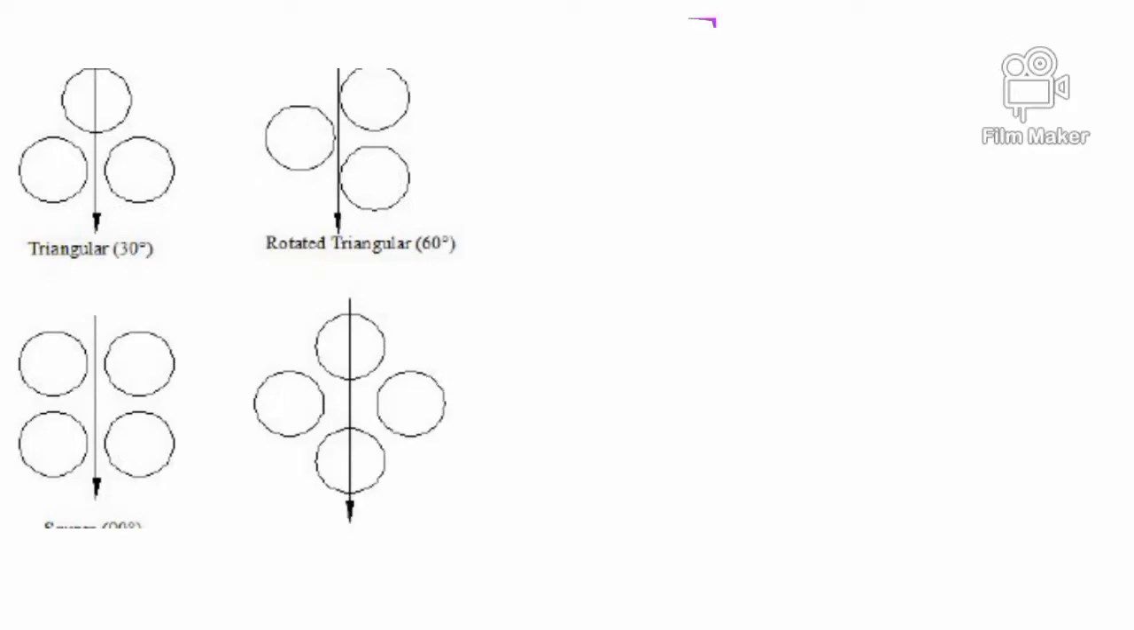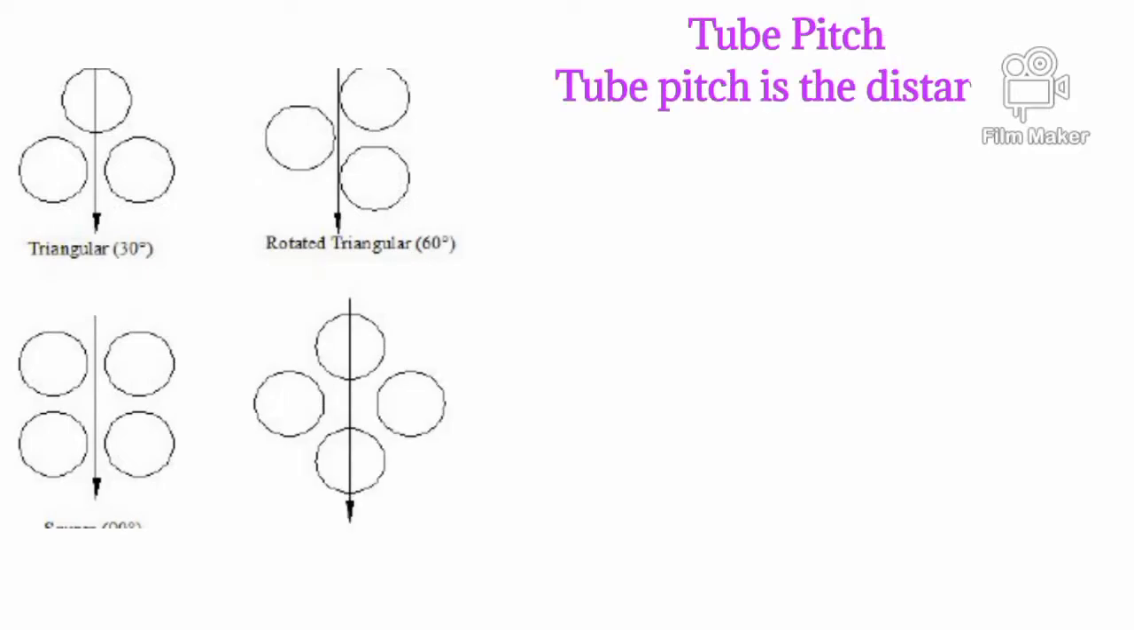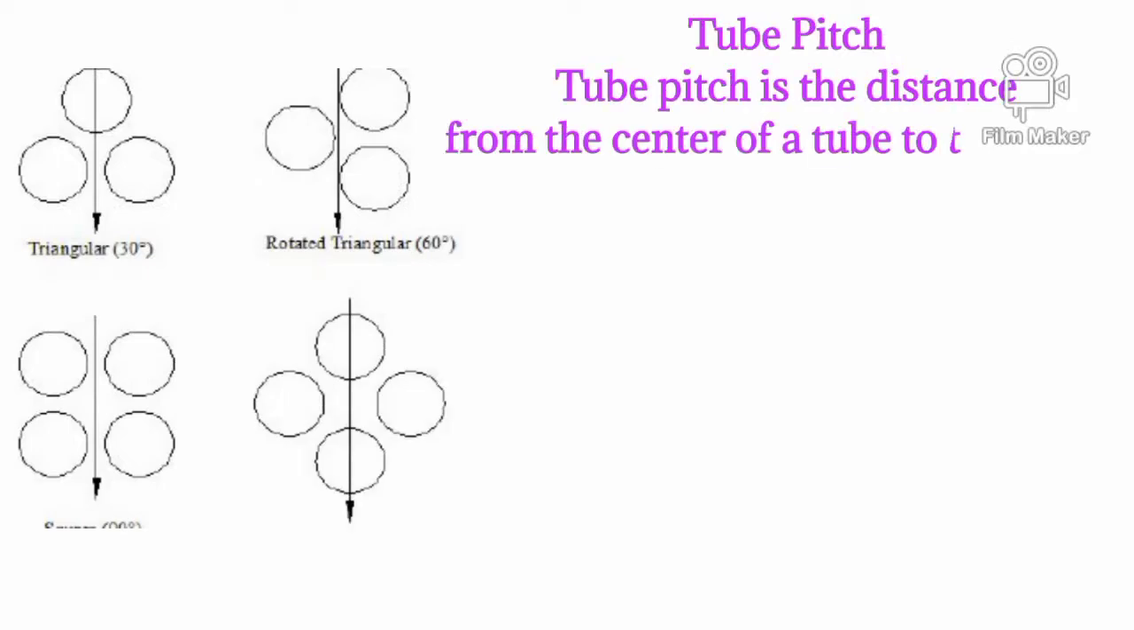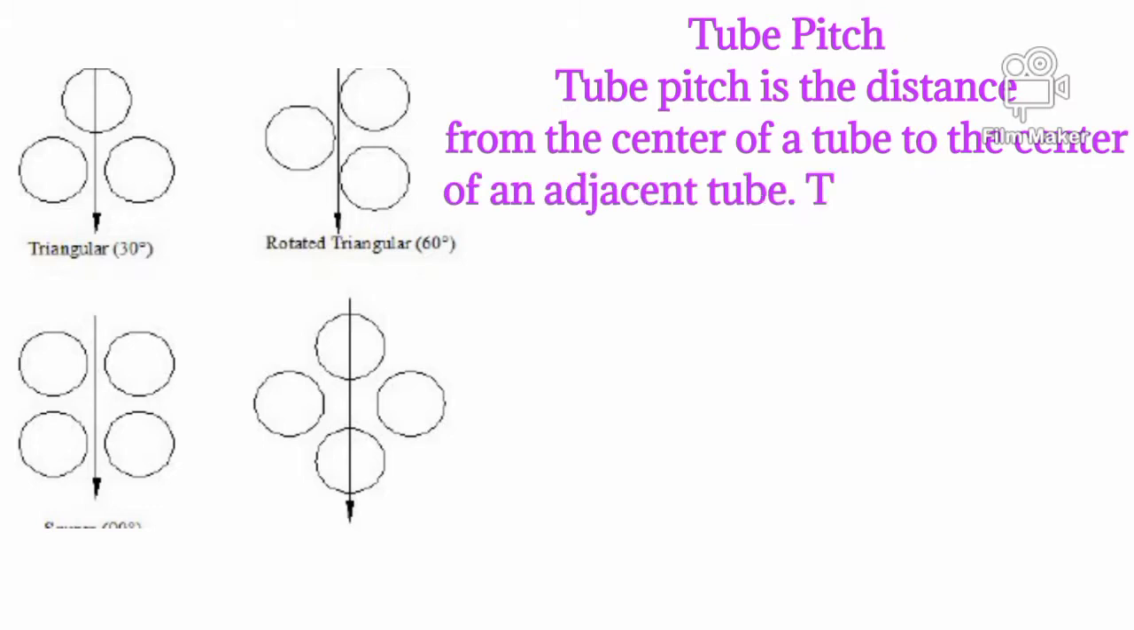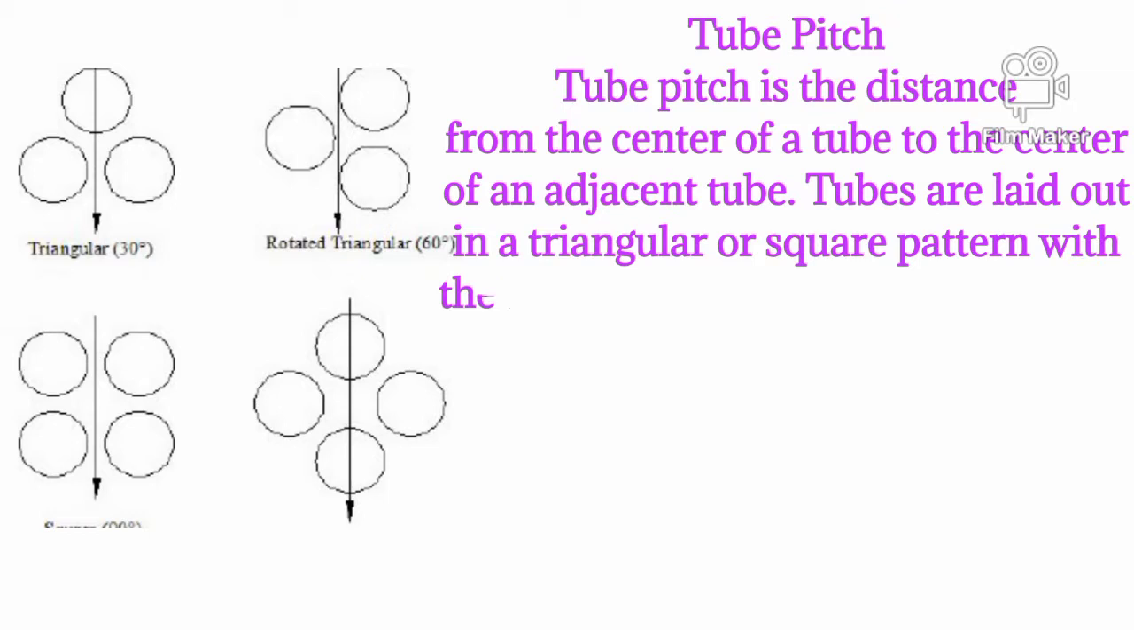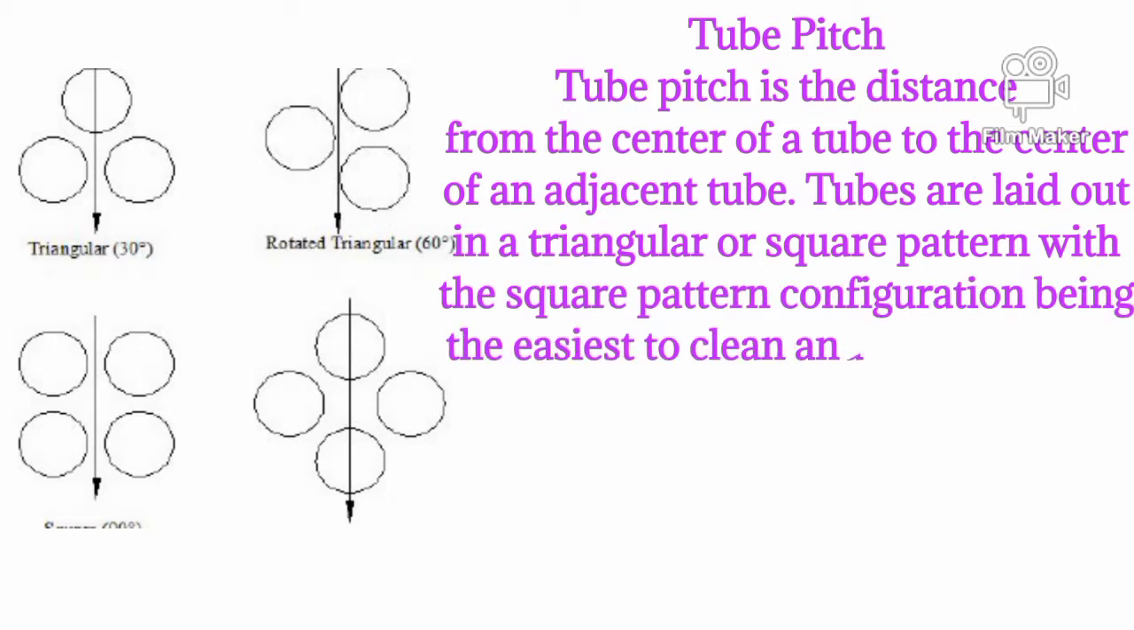Tube pitch. Tube pitch is the distance from the center of a tube to the center of an adjacent tube. Tubes are laid out in a triangular or square pattern, with the square pattern configuration being the easiest to clean and producing the least amount of turbulence. The square pitch arrangement allows vapors to rise between the tubes, an advantage over triangular and rotated square pitch tubing.